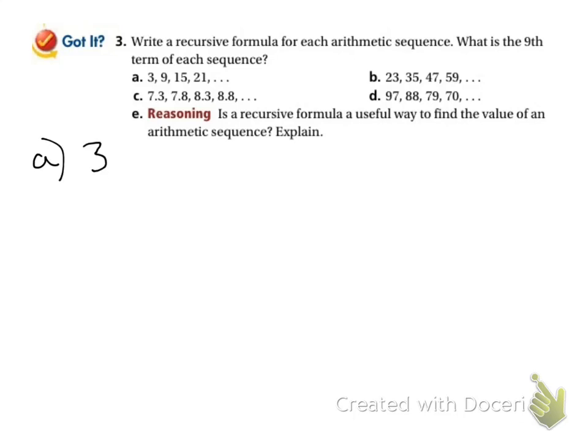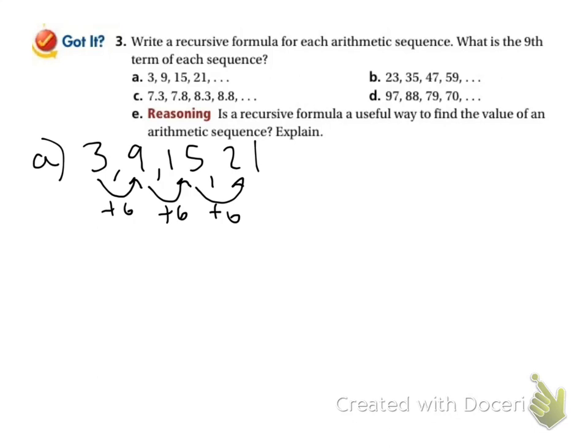Let's try out A, 3, 9, 15, 21. From 3 to 9, I'm adding 6. 9 to 15, I'm adding 6. 15 to 21, I'm adding 6. So this is arithmetic, and my common difference is 6. When we're writing a recursive formula, we need to give the very first term. We need to have a starting place. So A of 1 is my first term. It's like function notation. I'm plugging in 1, so this means first term. And my first term here is 3.